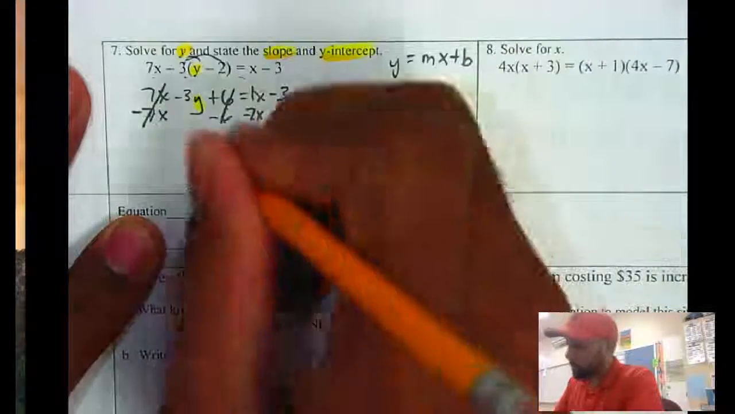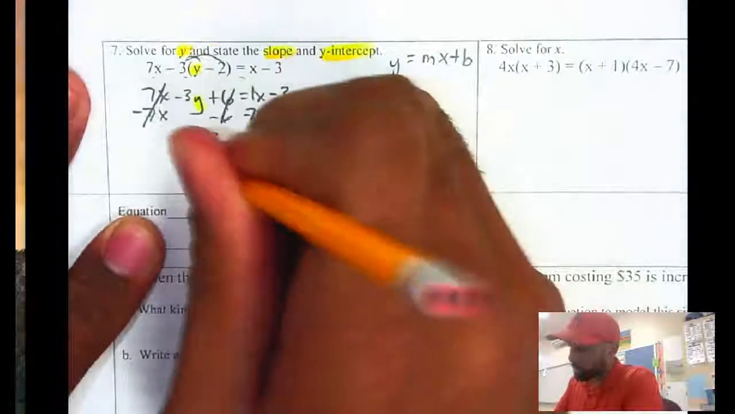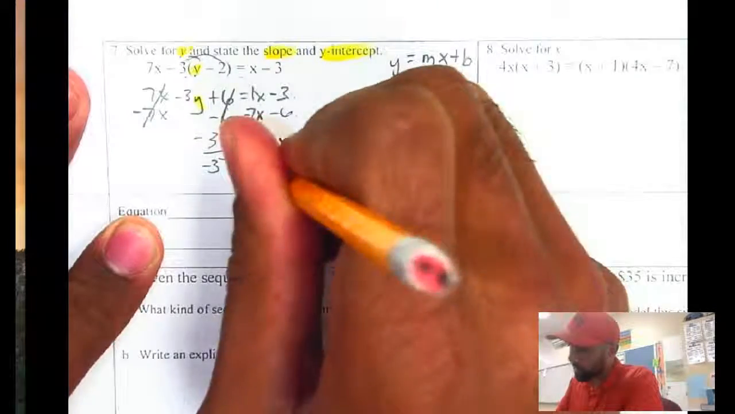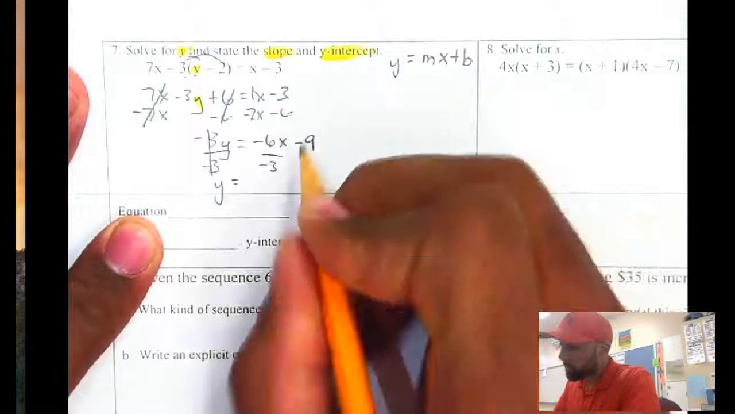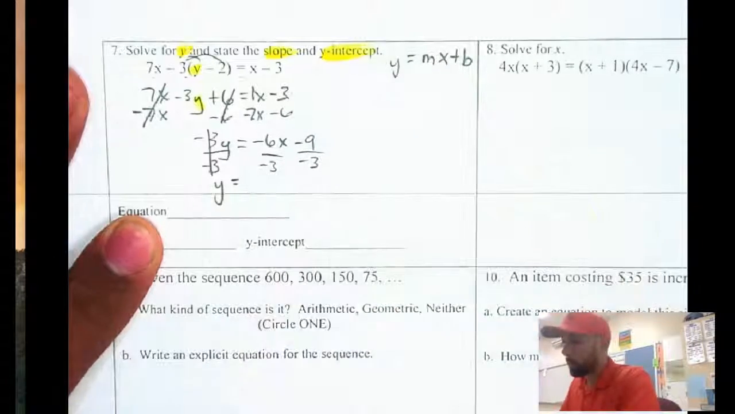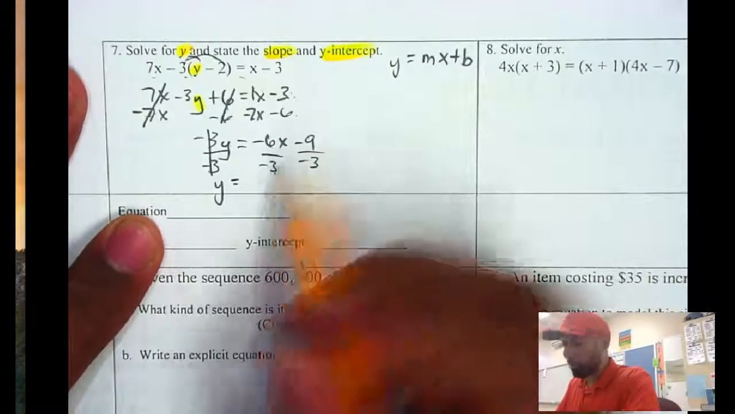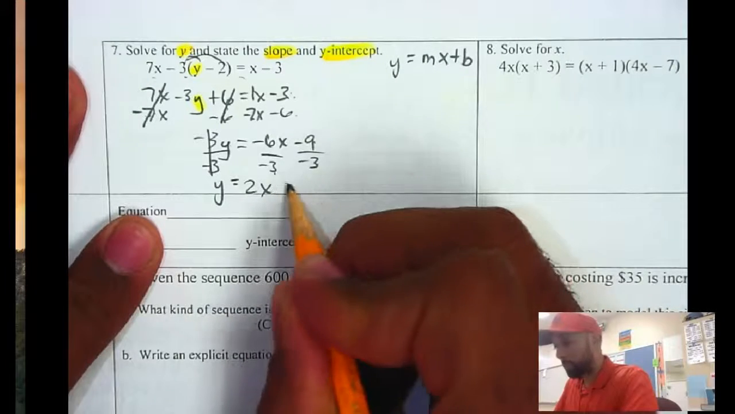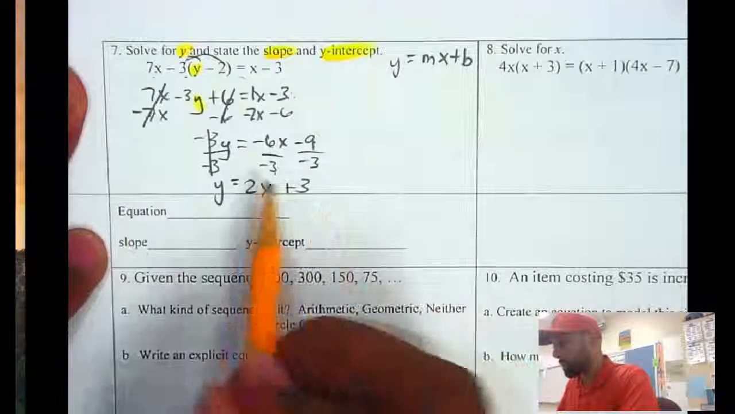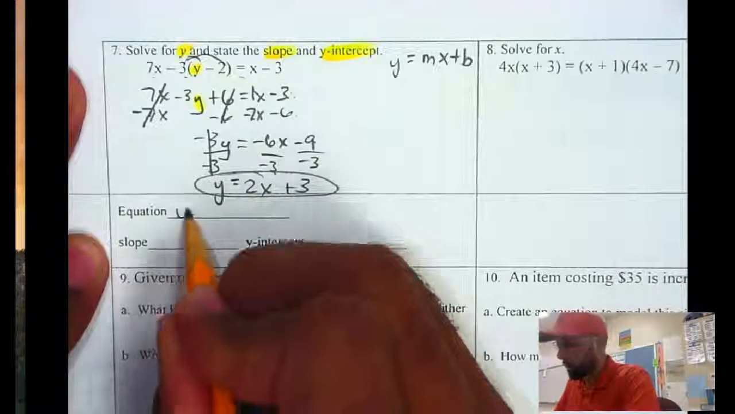Okay? So now the last step to get y by itself, just like the page before, is divide that number next to y. That becomes 1. And divide the negative 3 everywhere. So now negative 6 divided by negative 3 is positive 2x. Negative 9 divided by negative 3 is positive 3. So there's the new equation. Okay, so we'll write that in here.